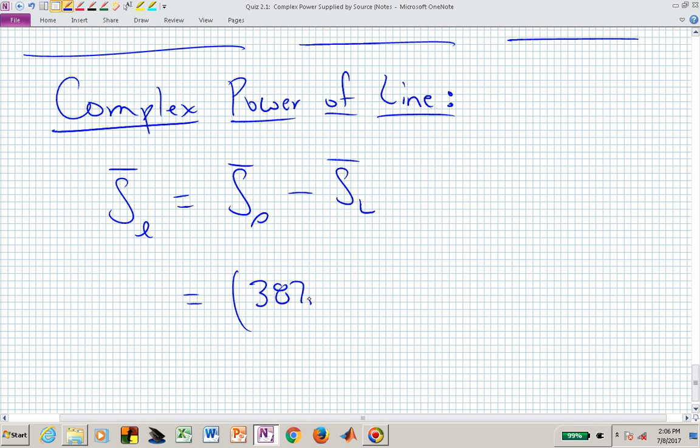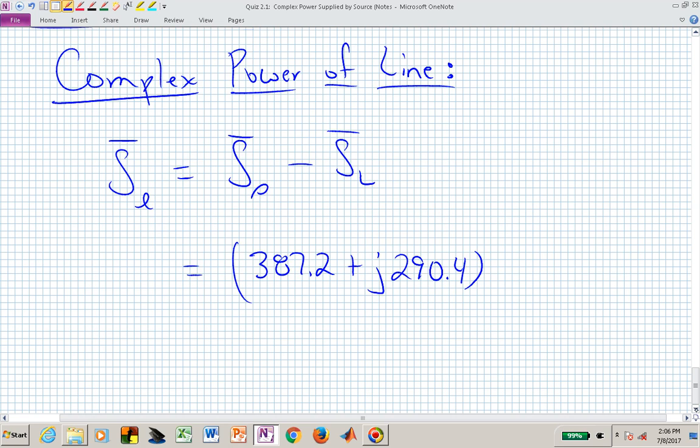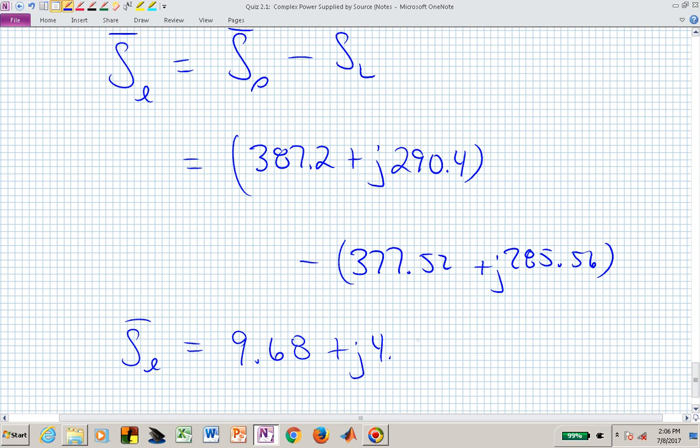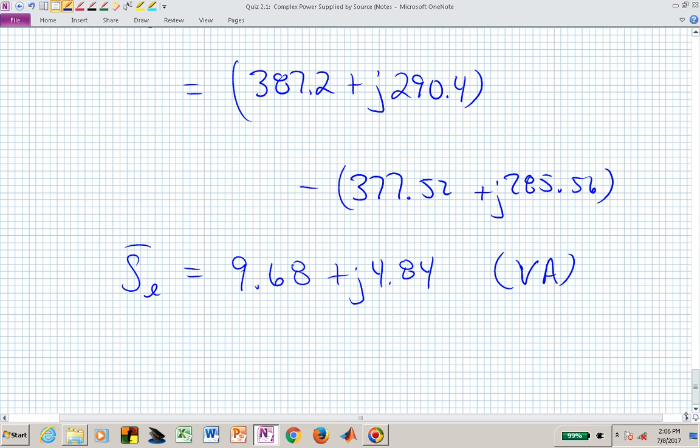We now have 387.2 plus j290.4 minus the load power, which was 377.52 plus j285.56. And that ends up resulting in a transmission line complex power of 9.68 watts plus j4.84 volt amperes reactive, or if we keep them both together, that's 9.68 plus j4.84 volt amperes.